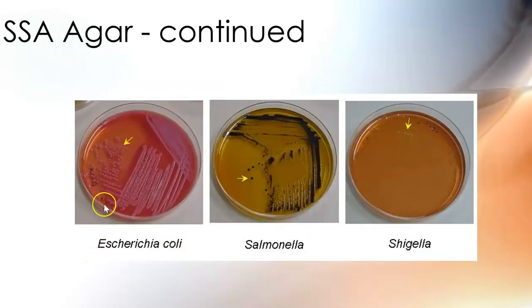So as you can see, E. coli is a lactose fermenter, so it's going to turn pink. Salmonella and Shigella, not pink, right? They're not going to do the sucrose or the lactose. And then Salmonella will have those black colonies. There is actually an enrichment broth media that you can put your stools into before plating onto SSA that will help in the recovery of Salmonella and Shigella also.